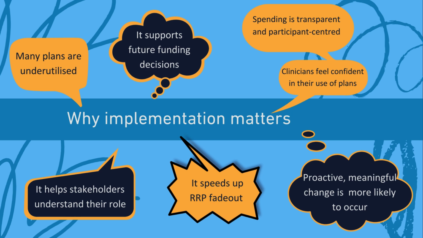Implementation planning that is clear and transparent and communicated to all stakeholders speeds up restrictive practice fade out. Remember that restrictive practice removal and fade out is the core part of our work as behaviour support practitioners. So implementation planning allows us to really identify how that looks in the shortest possible time. So clearly and transparently planning our implementation of a behaviour support plan gives us the opportunity to create proactive and meaningful change for the person, and that's more likely to occur in this circumstance.